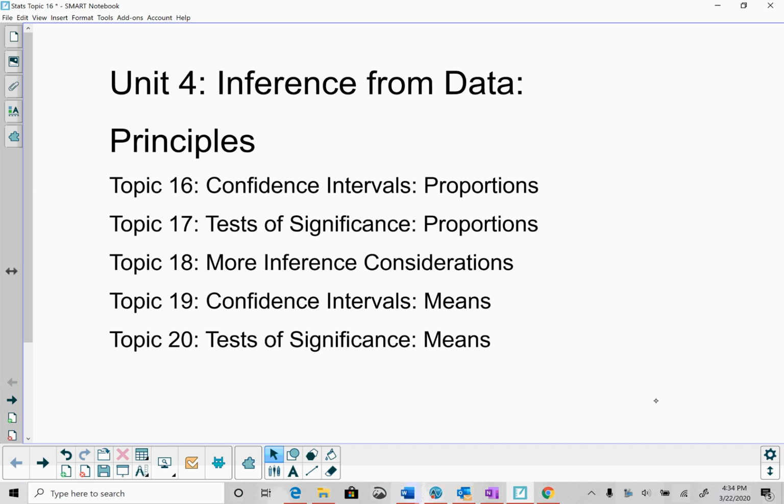And then thrown in there in 18, interesting topics.